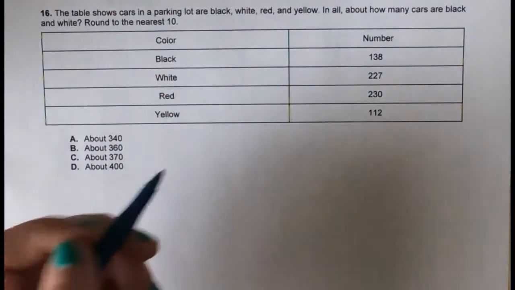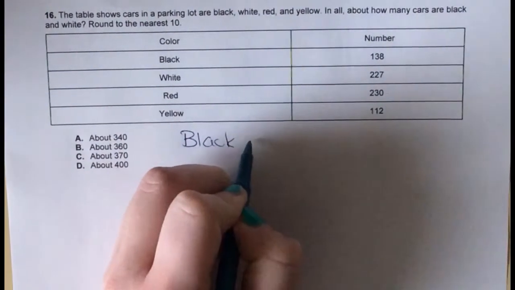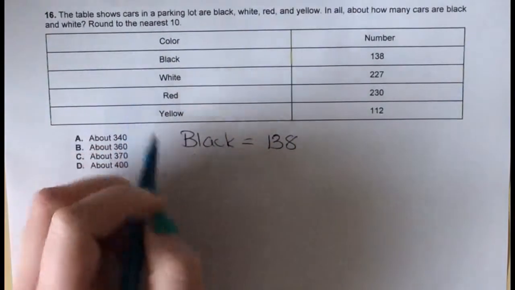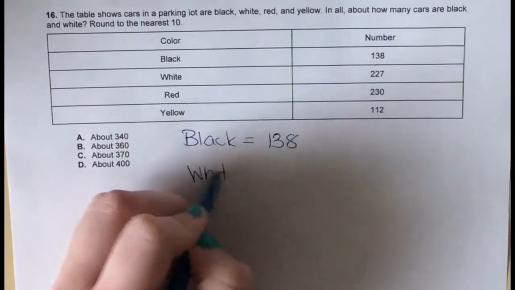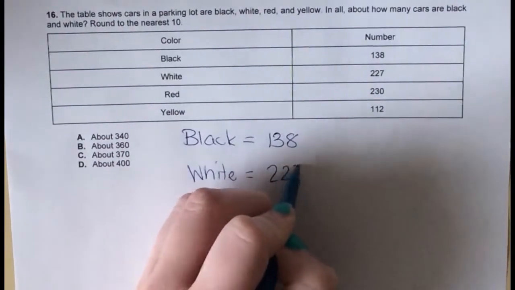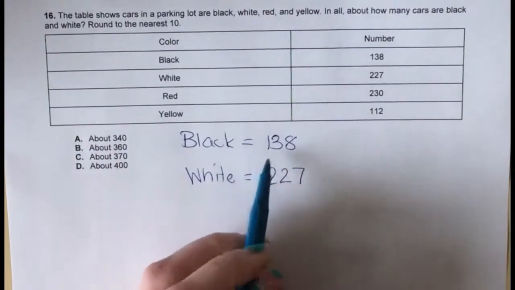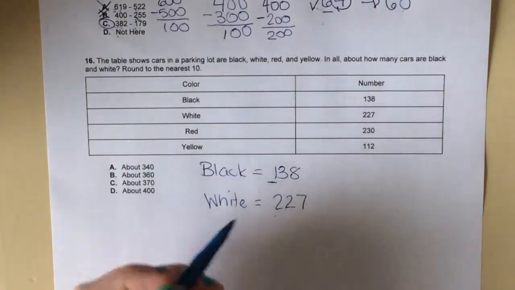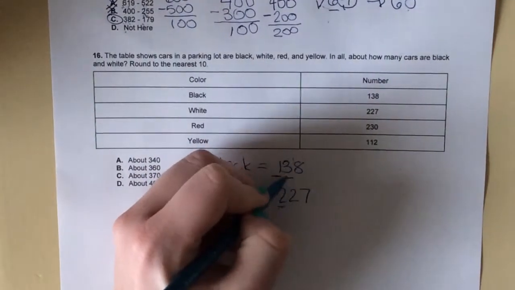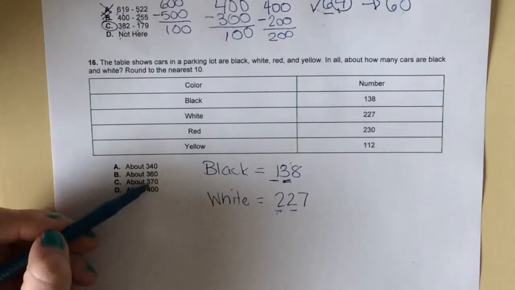So let's go ahead and pull out the information for black cars. Okay, that equals 138. And we'll pull out the information for white cars. And that information is 227. Okay, so we're going to round these numbers before we add them. Okay, we are going to skip the hundreds place for now. We're actually going to be looking at the tens place because if you look at our answers, most of them are rounded to the nearest 10.